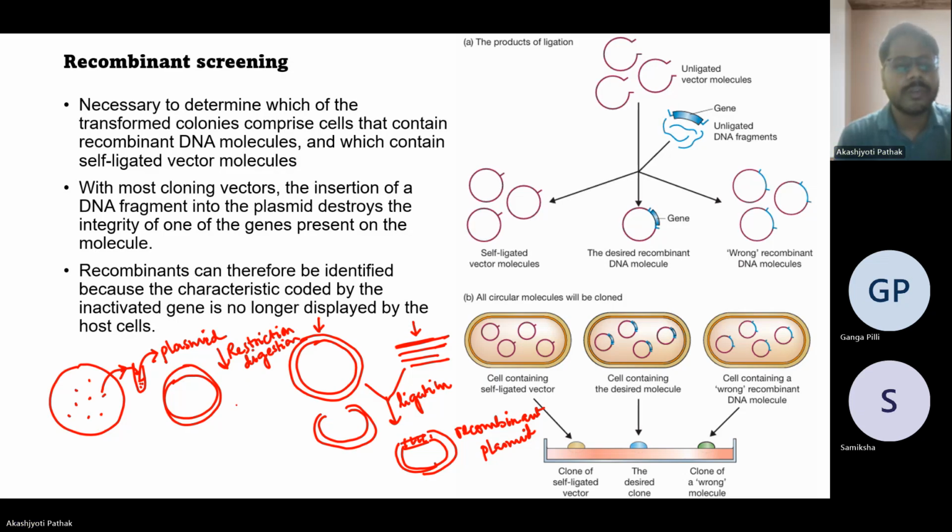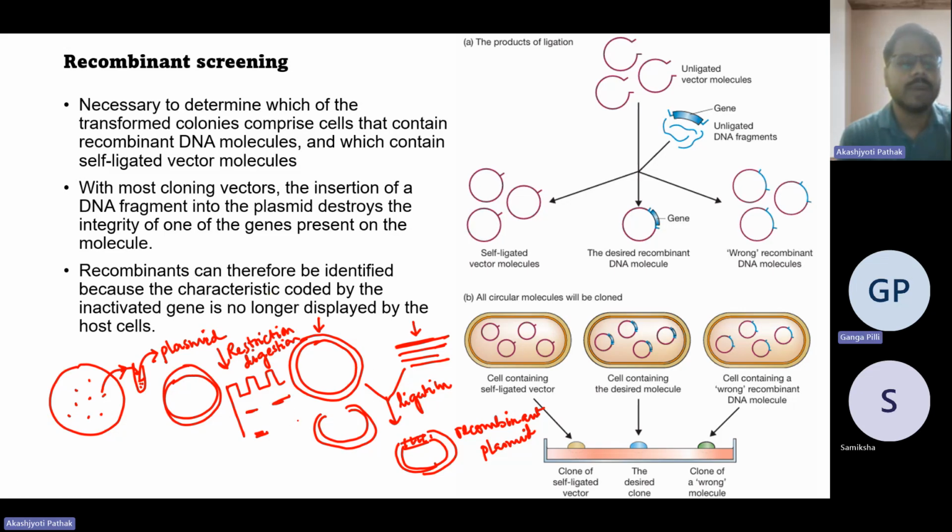So if it is a recombinant plasmid, then what will happen? You will observe two bands when you run an agarose gel. You will get two bands. One is the backbone band, and another is the insert. But if it is a self-ligated plasmid, then there will be a single band, corresponding to the vector size.